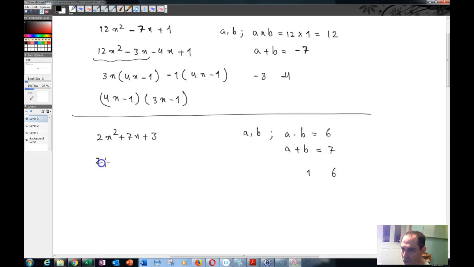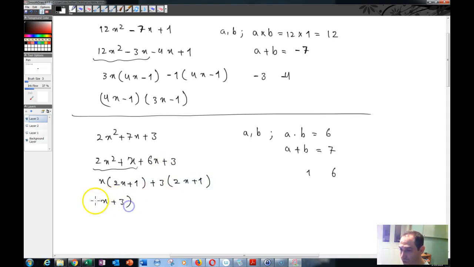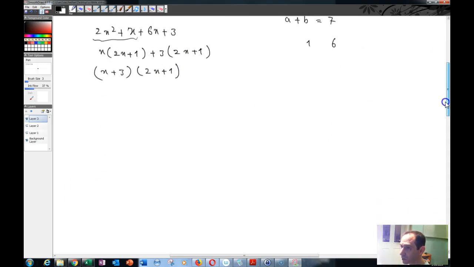So I write this as 2x squared plus x plus 6x plus 3, and I can take these two together and take an x out. That would be 2x plus 1. Take a 3 out, 2x plus 1, and so it's x plus 3 times 2x plus 1. And that's the factorized version of this polynomial.